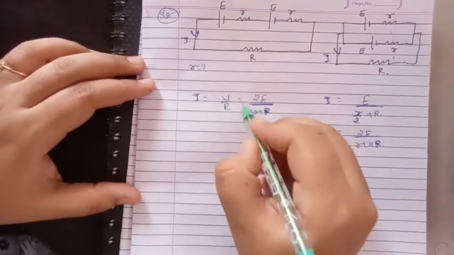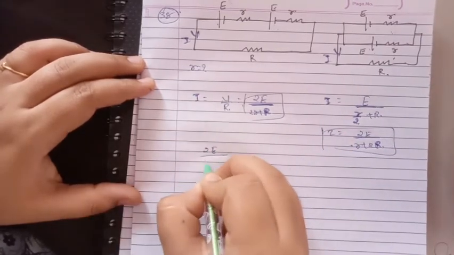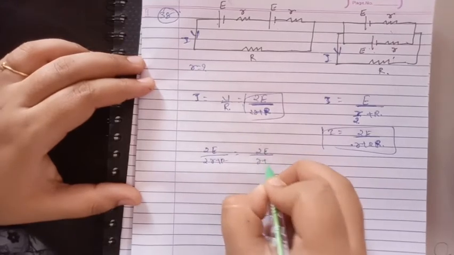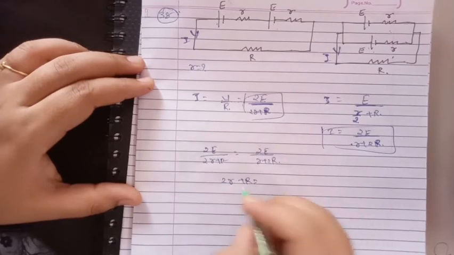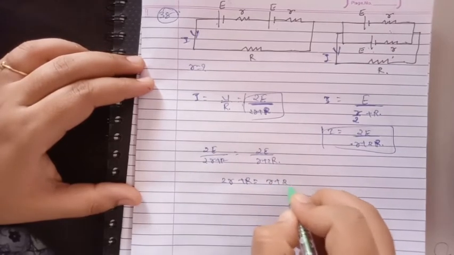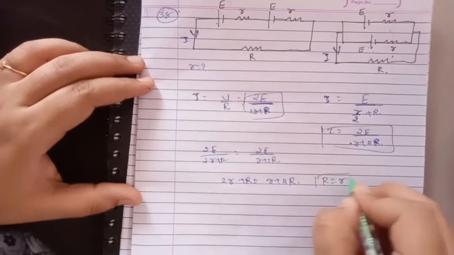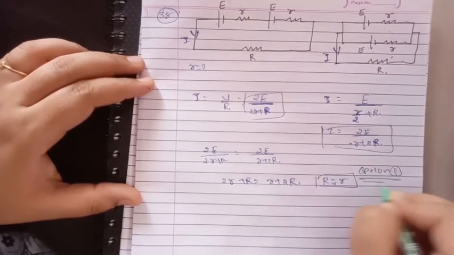Both currents are the same, so we can write 2E divided by 2r plus R is equal to E divided by R plus r by 2. So we can write 2r plus capital R is equal to R plus r by 2 scaled, which gives R is equal to small r. So option 3 is the correct option.